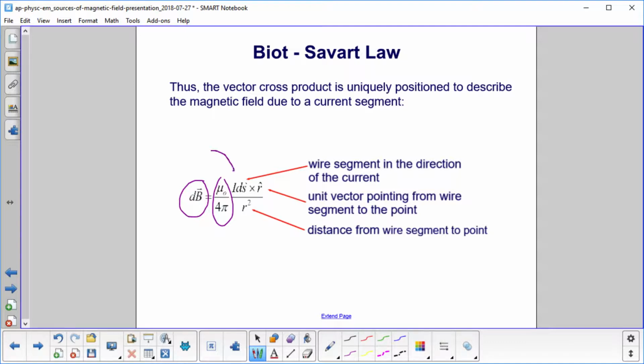We have I, which is the size of the current. We have ds, and that will be the wire segment in the direction of the current. R hat will be a unit vector that points from the wire segment to the point where we're trying to find the magnetic field, and r is just the distance from the wire segment to that point.